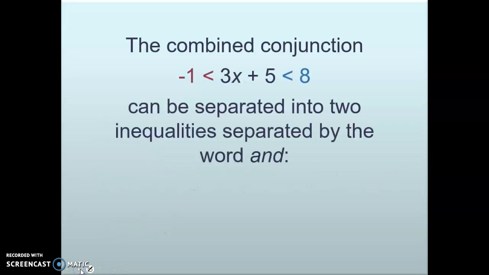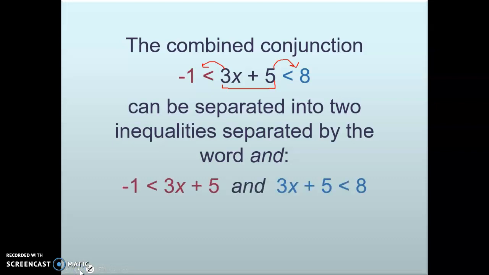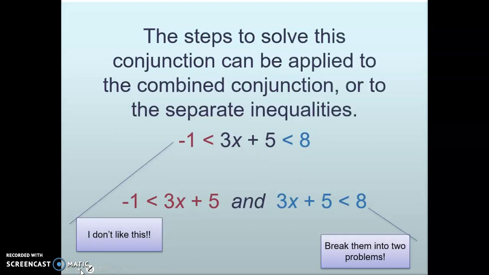Let's take a look at a combined conjunction. Okay, we've got 3x plus 5 in the middle, and this combined conjunction shows us that 3x plus 5 is greater than negative 1, and it's less than 8. So what we want to do is separate those into two inequalities, separated by the word and, because we're looking at conjunctions, and then again go about solving those two inequalities separately, graphing them and looking for the conjunction. So let's separate that. We've got negative 1 is less than 3x plus 5, and 3x plus 5 is less than 8. We'll then work to solve our variable here.